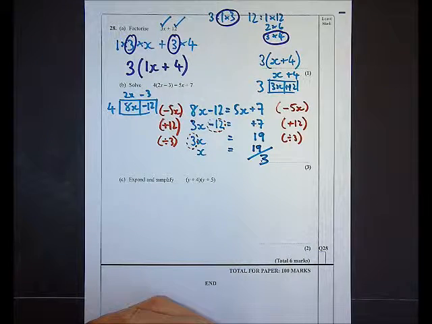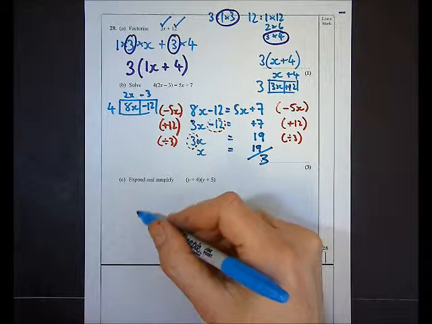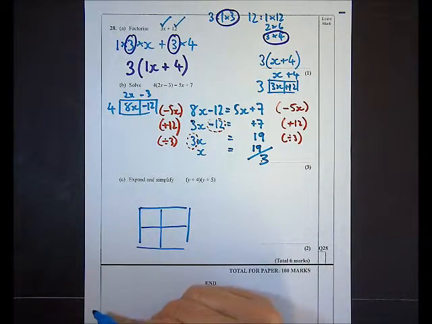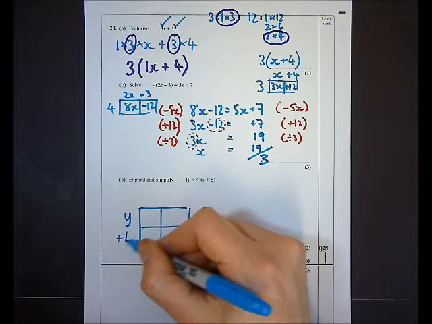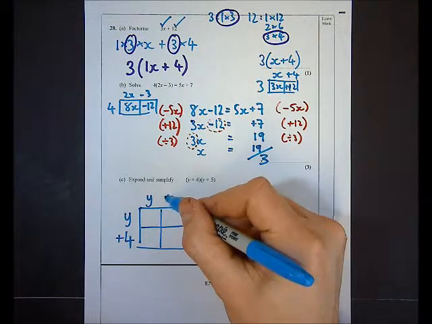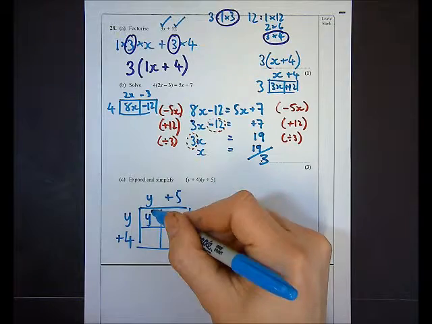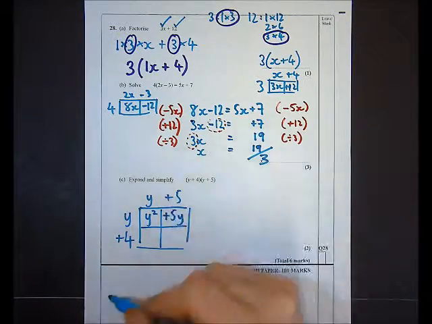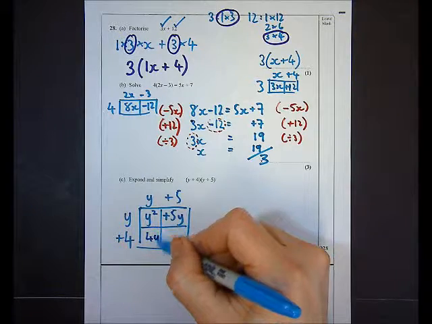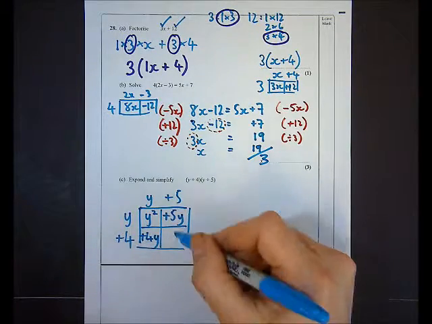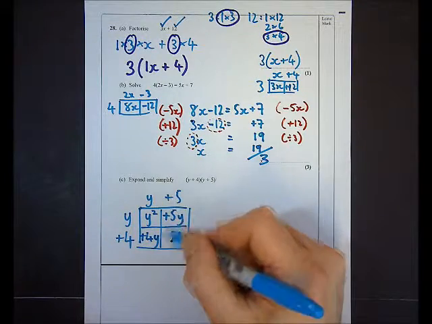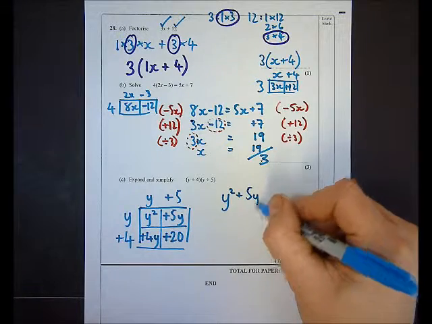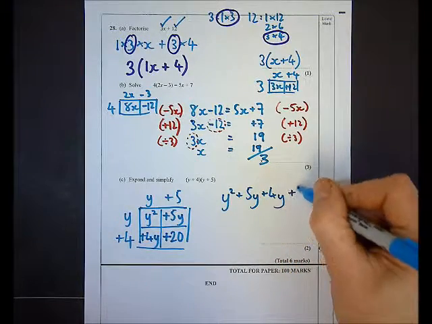And finally, in 28 part C, I'm asked to expand these two brackets here, so I'm going to draw a box. Same method I use for multiplying numbers, and on the first bracket I've got y add 4, and the second one I've got y add 5. So y times y is y squared. Y times 5 is going to be 5y, and that's add 5y. Y times 4 is 4y, and that's add 4y. And 4 times 5 is 20. And a positive times by positive is a positive. So I have got y squared plus 5y plus 4y plus 20.